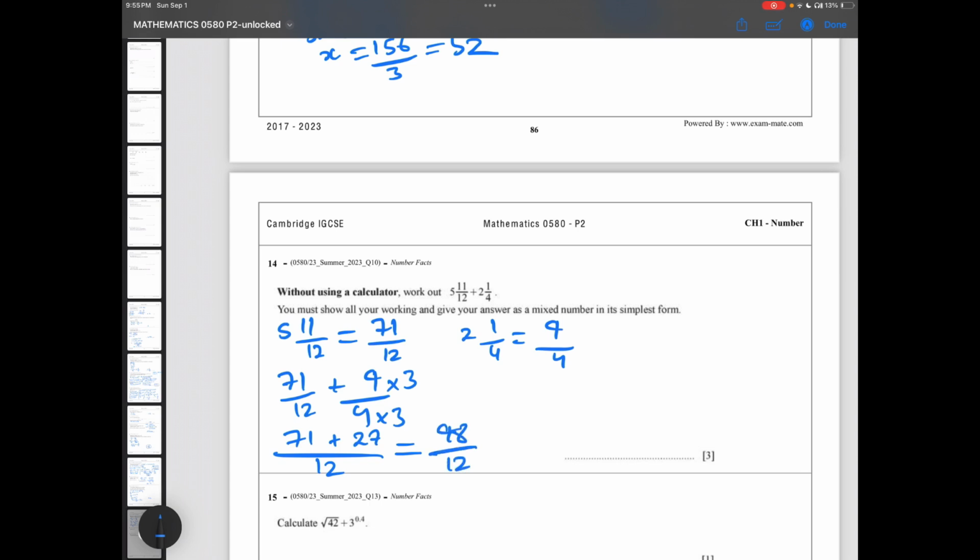Let's simplify this fraction with 2. 98 becomes 49 upon 6. So this is an improper fraction. We have to give our answer as a mixed number, right? So this is equal to 6 into 8 is 48, 8 whole 1 upon 6. So this is our answer.